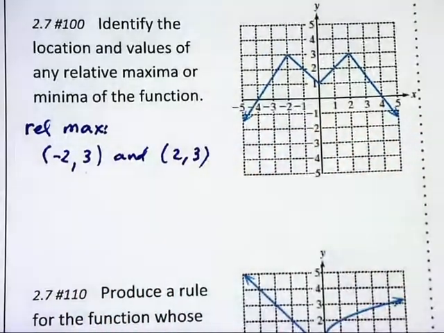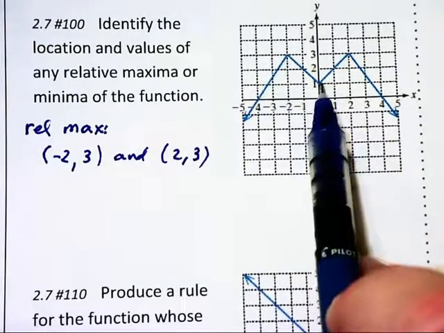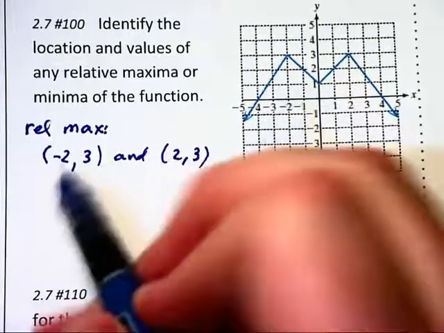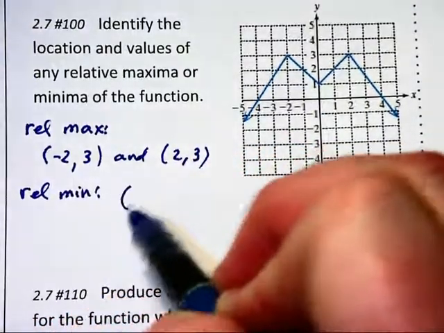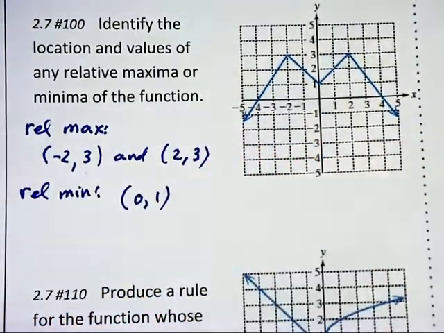Where does the graph have a relative minimum? Well, that will be right here at (0, 1). So a relative minimum at (0, 1).